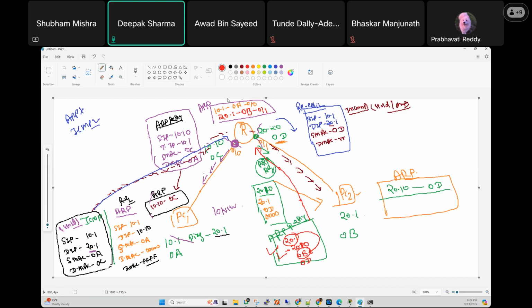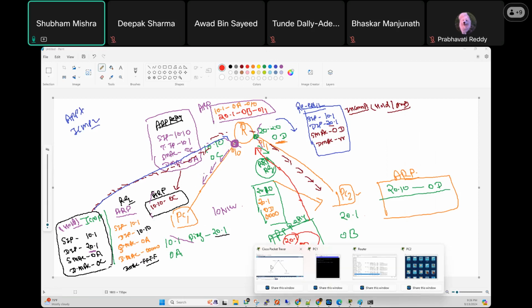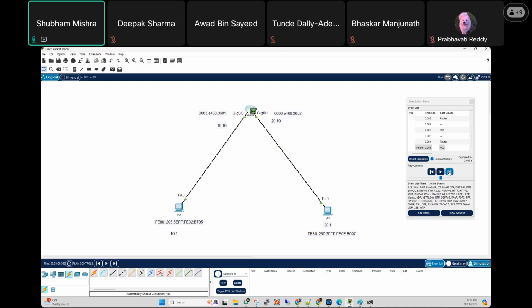So now the router makes the entry for 10.1 and 20.1. The router has both entries, 10.1 and 20.1. Clear, everyone? Yes or no? Tell me. Yes? Okay.